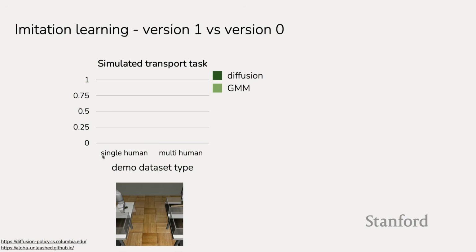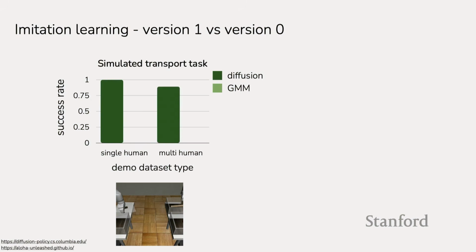And we'll be looking at two different demonstration data sets. One was a data set that was just collected by one person. And then the other one is a data set that was collected by multiple people. And we'll look at success rate. And when we use diffusion, we see that on both data sets, it's able to do pretty well, although it does degrade with multiple humans in the data set, which means that as you add more diversity in the data set, performance can go down.